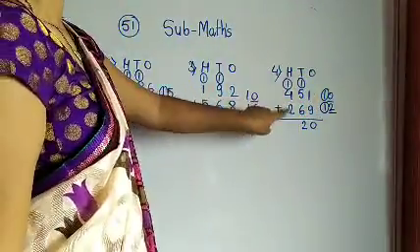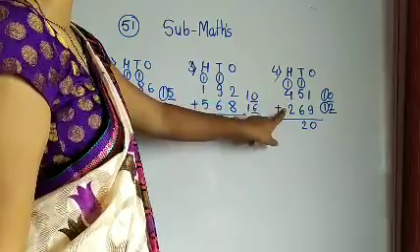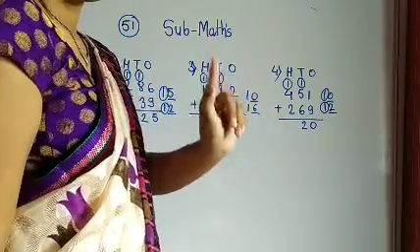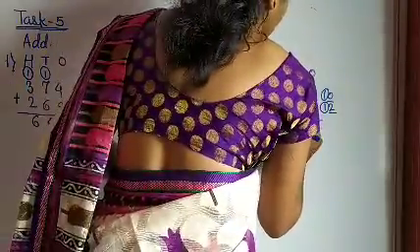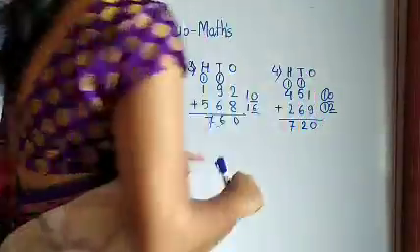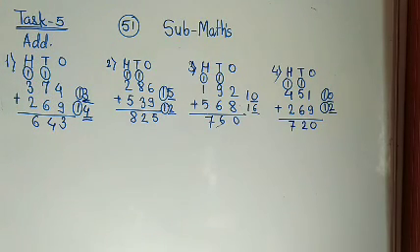Next one, 4 plus 2. In 4 add 2: 4, 5, 6, and 6 plus 1, 7. So what is the answer? 720.